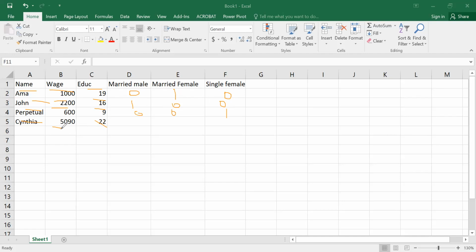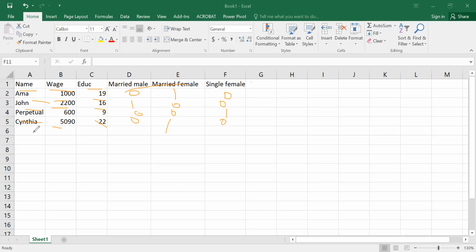And then Cynthia is also what? Married. No, she's not a married man. She's a married female and not a single lady. So over here, we leave out a single man. That way we avoid the dummy variable trap. Not all of them will add up to 1. This adds up to 1. This adds up to 1.